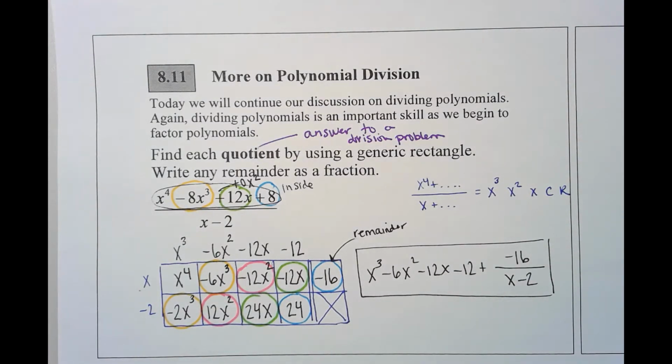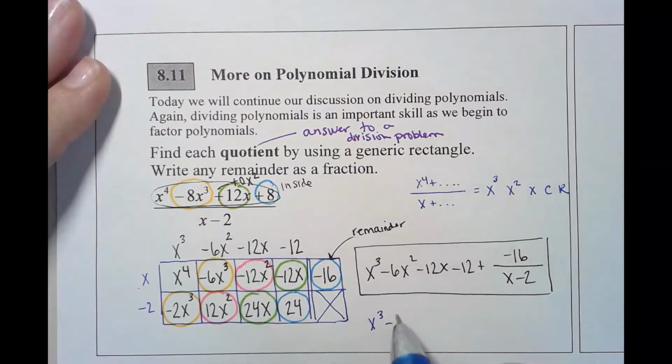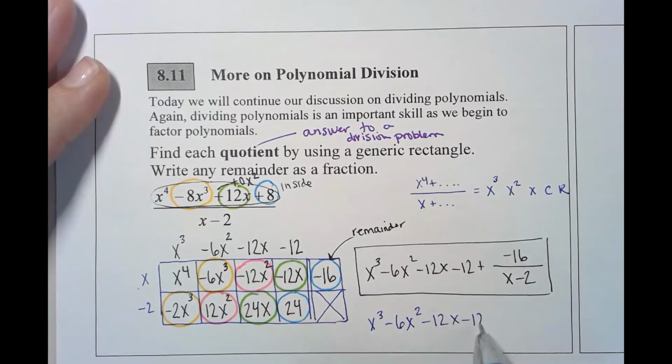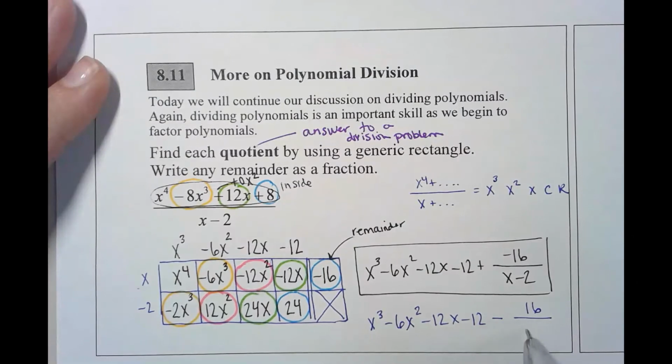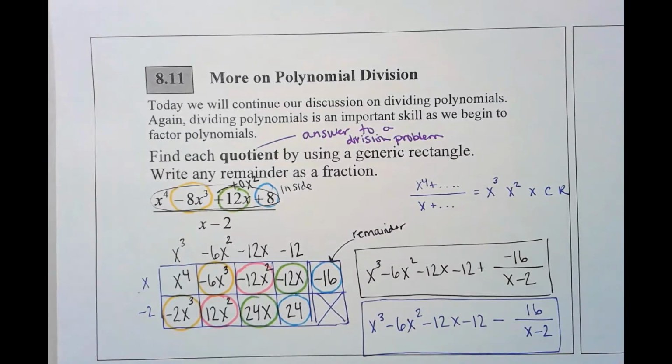Now we could also, right, adding a negative, you can also write x cubed minus 6x squared minus 12x minus 12, and you can say minus, and then just a 16 over x minus 2. That's the same thing, right? Adding the opposite, which is the same as subtracting. So you can put the negative in the numerator or just out in front of the term. Same thing.